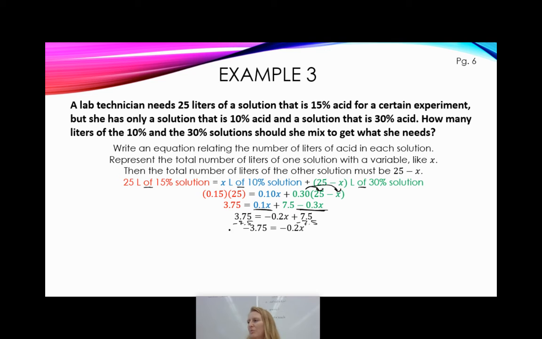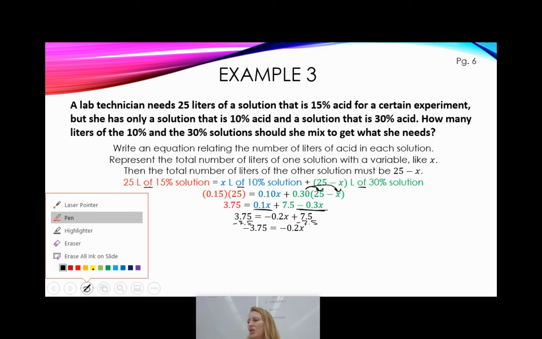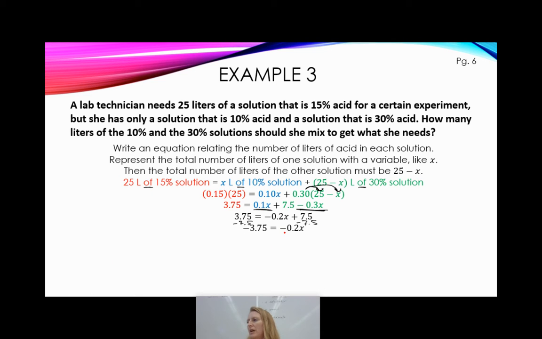Still have my negative 0.2 over here, which is being multiplied by x. We undo multiplication with division. So I'm going to go ahead and divide both sides by that negative 0.2. If you do it to one side, you do it to the other. Negative divided by a negative gives me a positive, and I'm going to use my trusty calculator. Negative 3.75 divided by a negative 0.2 gives me a positive 18.75.